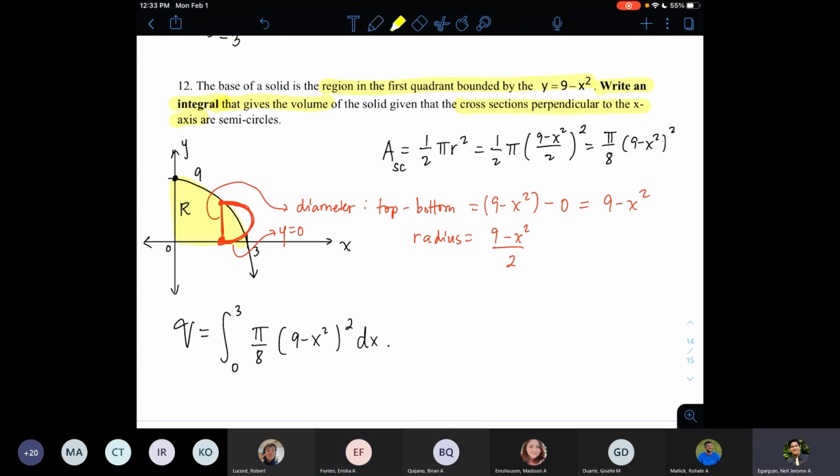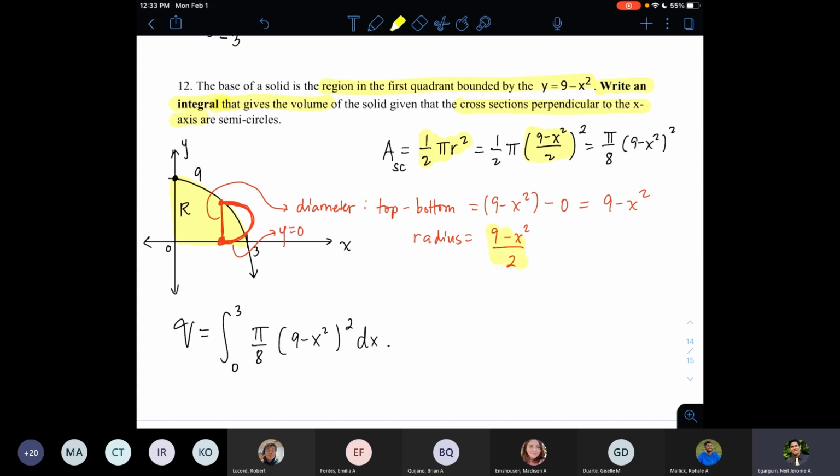Okay, so let's see. I got this first step by just taking half of the area of a circle because we are dealing with semicircles. And then is it clear how I got this? This is the radius, right? Coming from our analysis over here.